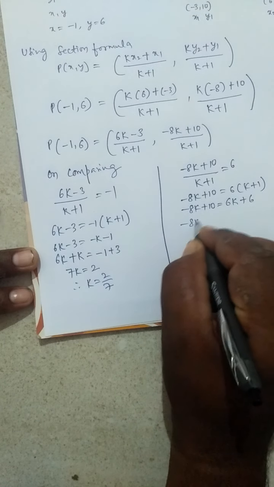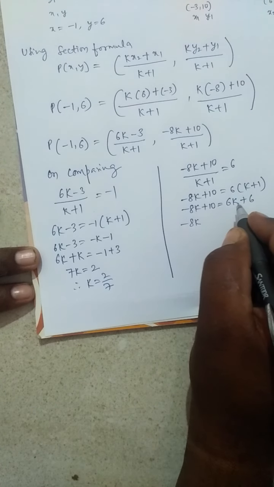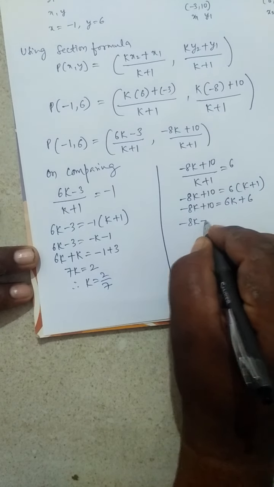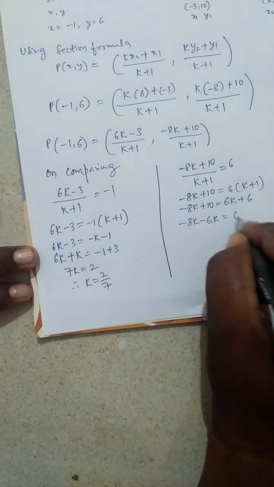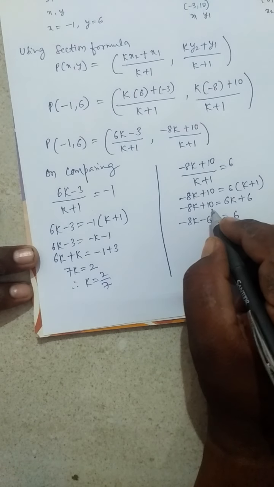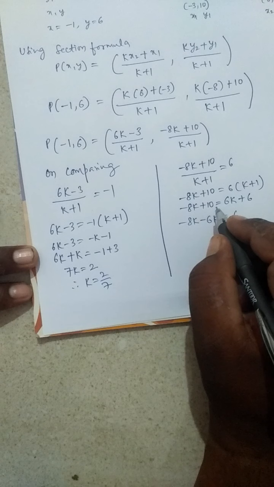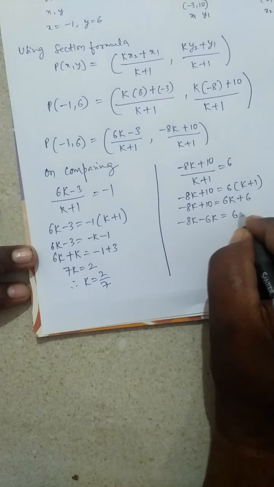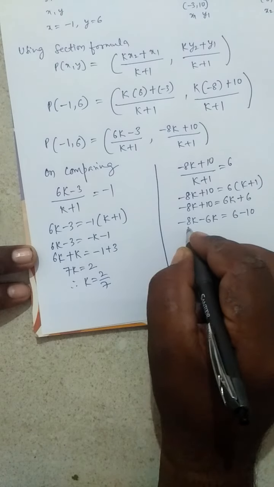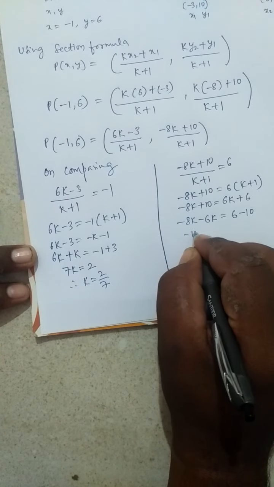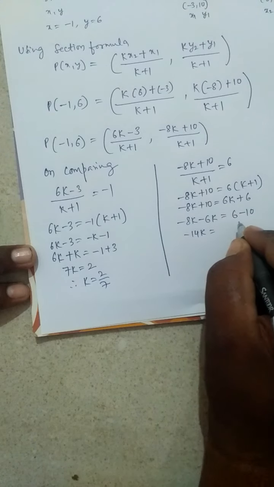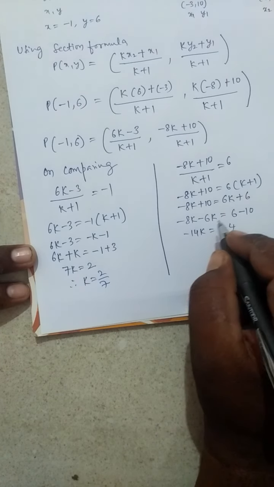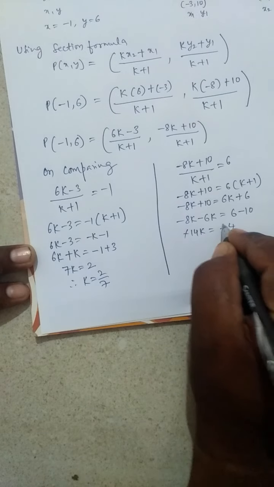minus 8k. This 6k is in the RHS part. If you transpose it to the LHS, it will become negative, minus 6k, that is equal to this 6 as I wrote. Here plus 10 is in the LHS. If I transpose plus 10 from LHS to RHS, it will become minus 10. So minus 8k minus 6k is minus 14k, that is equal to 6 minus 10, that is minus 4. Here from the LHS and RHS, we have to cancel minus minus.